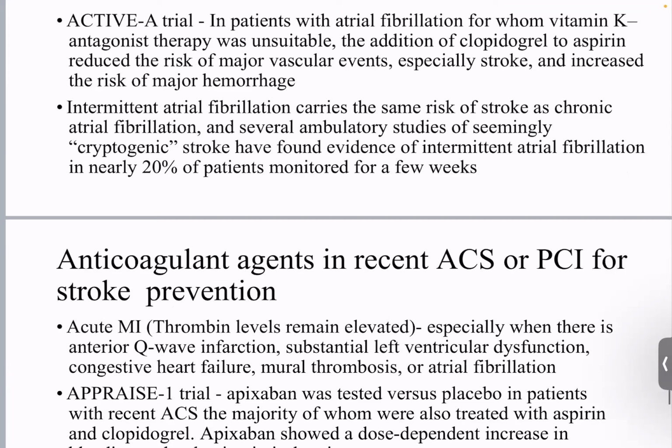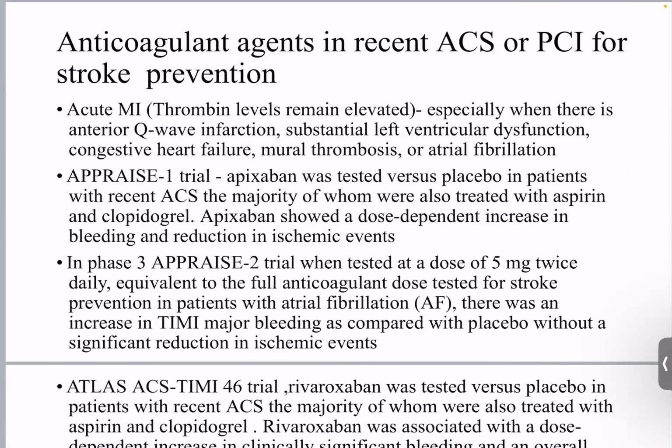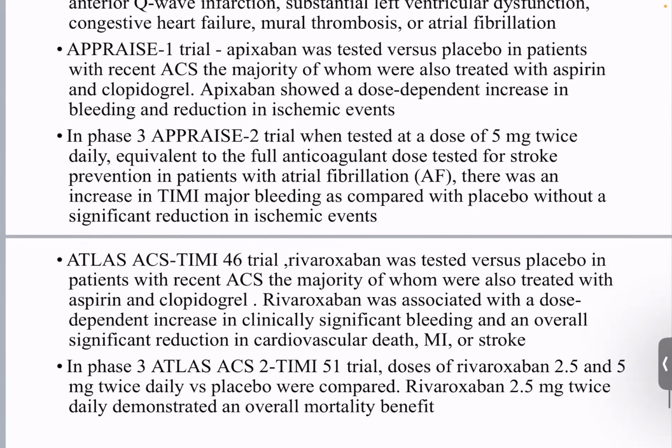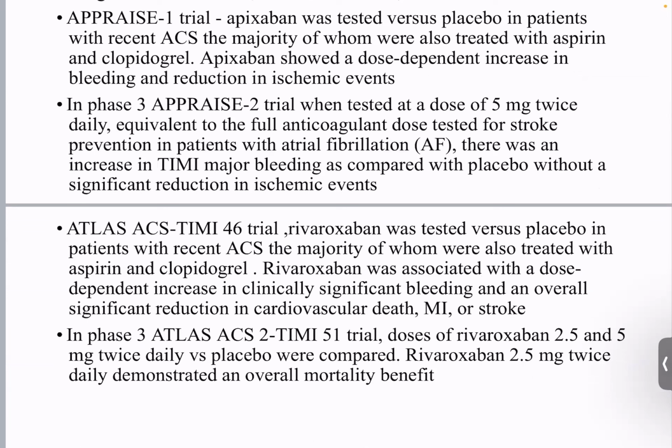So anticoagulant agents in recent acute coronary syndrome or primary coronary intervention for stroke prevention per se, there are different trials. Following acute MI, especially when there is anterior Q wave infarction, substantial left ventricular dysfunction, congestive cardiac failure, or a presence of a mural thrombus or AF, the patient is at risk of developing stroke. So, in this scenario, we have agents which have been tried for stroke prevention.